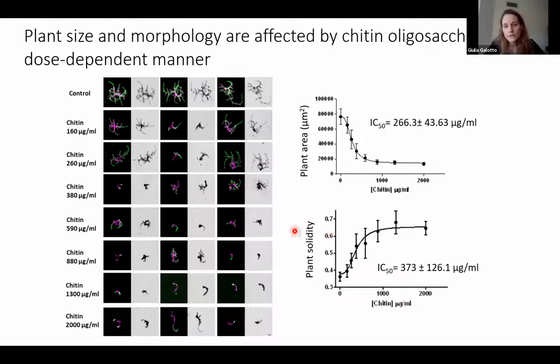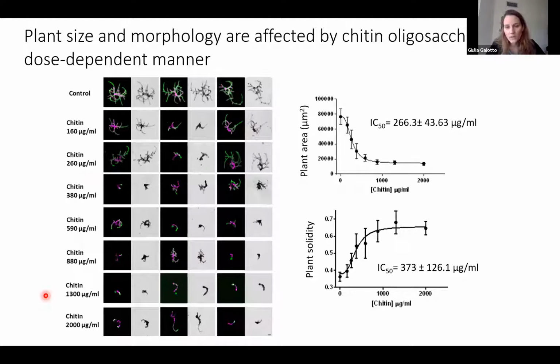So we regenerated single plants, and then we exposed them to higher concentrations of chitin oligosaccharides in this case. And then we detected the area and solidity. And as you can see, when we increase the concentration of chitin, the area is progressively smaller, and the plants are progressively less branched. Also in green, we are staining the cellulose, and you can see that when we increase the concentration of chitin, there is a less homogeneous distribution of the cellulose.